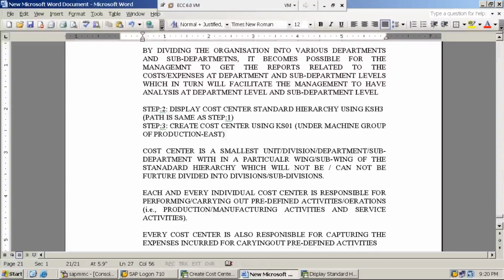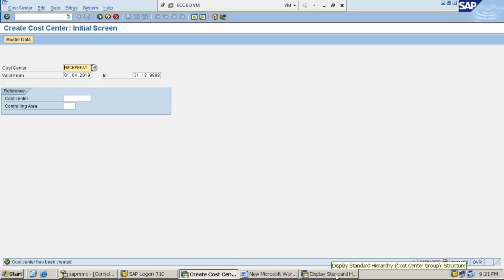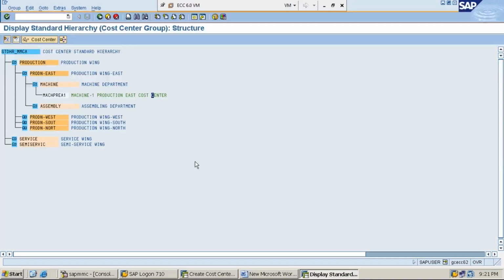Predefined activities. I have a question here. So actual operations will be done at a department level or cost center level? Cost center level. So therefore, activities or operations or works are happening at cost center level. Expenses will be incurred at a department level or wing level or cost center level?